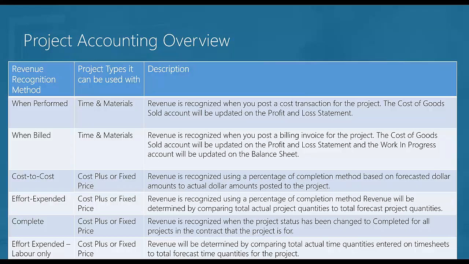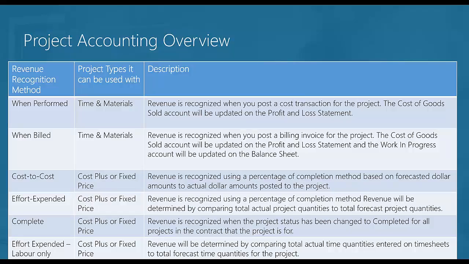There's also the when billed function. So the revenue is really only recognized when a billing invoice is posted for the project. So again, cost of goods sold is updated, but we use a work in progress account on your balance sheet to keep track of that unbilled revenue. As work is being performed and as it's billed, it removes it from there and basically shifts it into your revenue accounts. So that's the when billed.